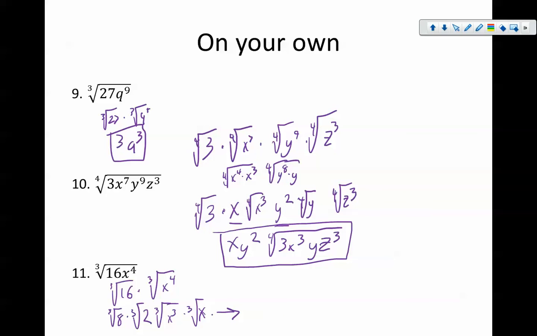Now, this cube root of 8 becomes 2. The cube root of x cubed becomes x. But these two, they don't have perfect cubes, so they stay inside the root as 2x. So 2x cube root 2x.